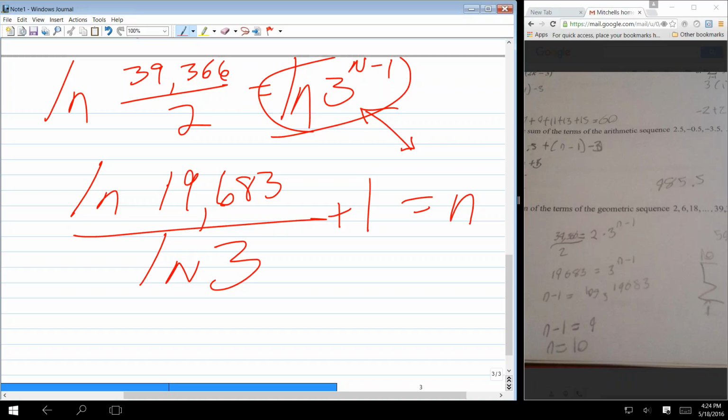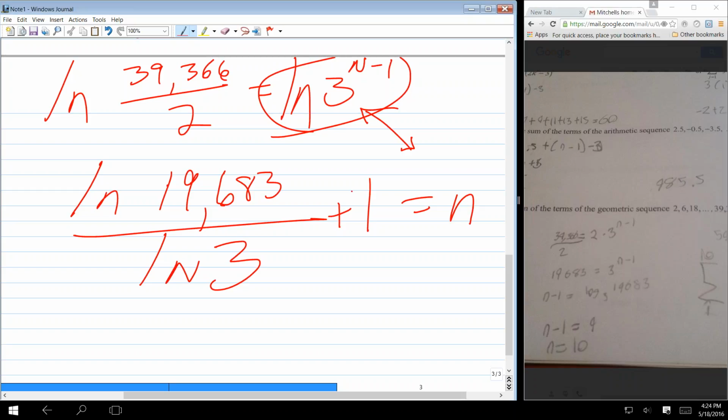And I guess I should add that it better be a whole number, right? Can't be fractional. There's no way the number of terms in that geometric sequence could be 14 and a half or 4,000 and a half. It's got to be a whole number. If you do not get a whole number, we did something wrong.